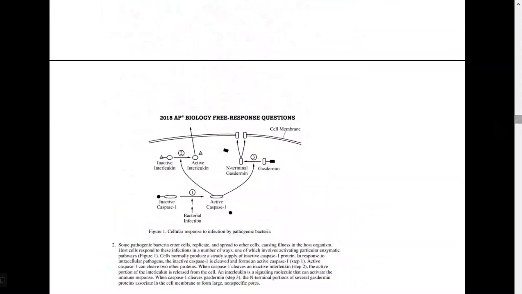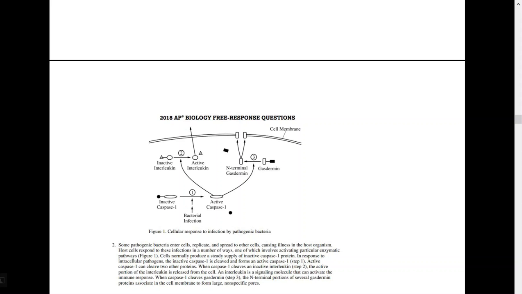And again, if you wanted to regulate, or if you wanted to stop this process from going on, what are you going to do? You're going to attack this inactive caspase-1, right? Or active, but mainly inactive. You want to stop this before any of this happens if you're trying to disrupt this process. You don't want to stop the inactive interleukin or the gasdermin. You want to stop it at the source. You want to stop that first step. That's going to be that part that is most vulnerable to being stopped.